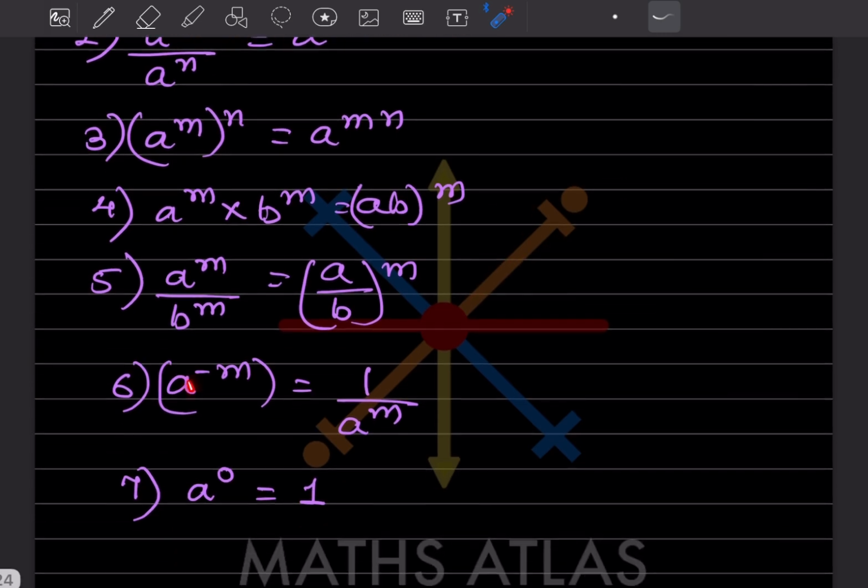Now here a raised to minus m. This is a negative power. So what we can do, always you have to make it positive. That is going to be the reciprocal. So 1 by a raised to m, so this becomes positive.